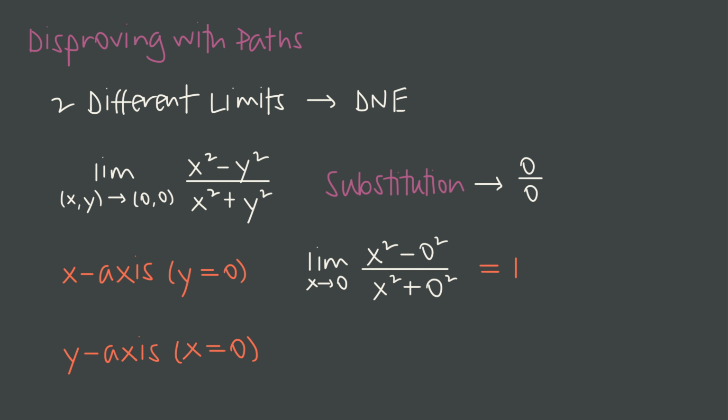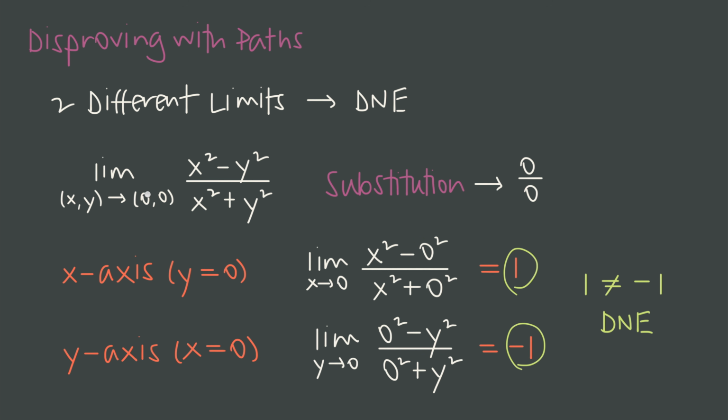What happens if we try the y-axis, or the line x equals 0? Well, in this case, the limit simplifies to the limit as y goes to 0. We plug 0 in for x, and we're left with negative y squared over positive y squared, which simplifies to just negative 1. So our first path, approaching (0, 0), gave positive 1. Our second path gave negative 1, which means we found 2 different limits. They don't match, and we've proven that the limit does not exist.